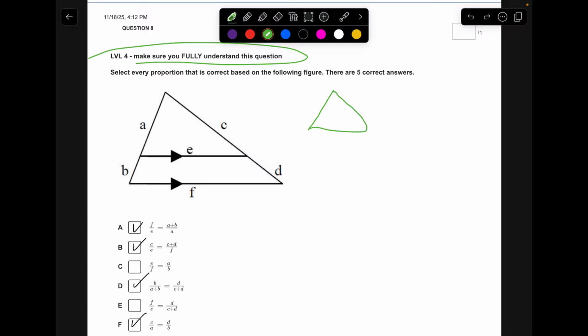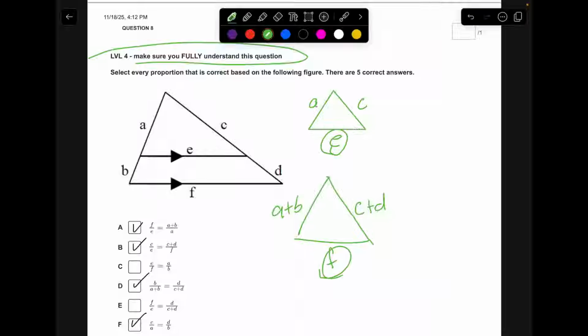As a matter of fact, if you need to, draw the triangles. The triangles are A, C, and E. The bigger triangle is F, C plus D, and A plus B. If you're using E and F, these are the only options you have. So if you do E over F, then A would go with A plus B. That's your only choice. So that one's wrong.